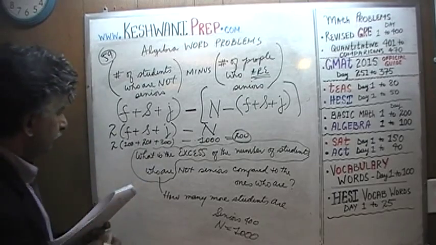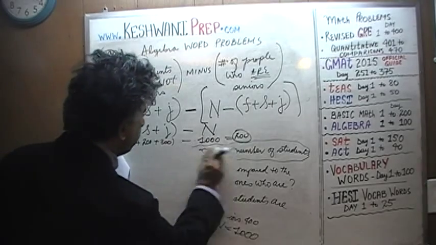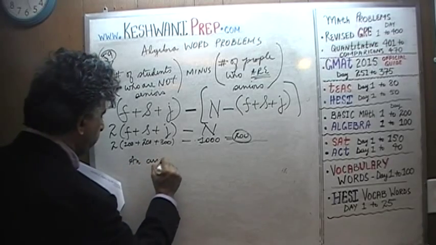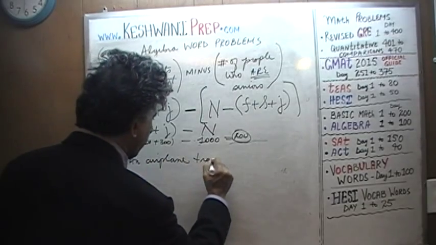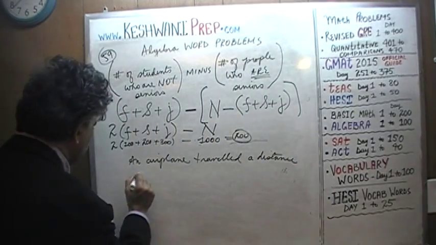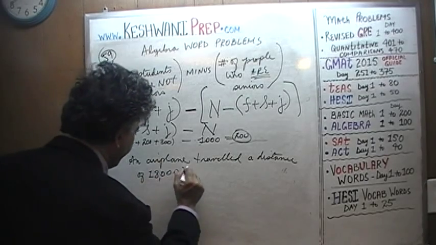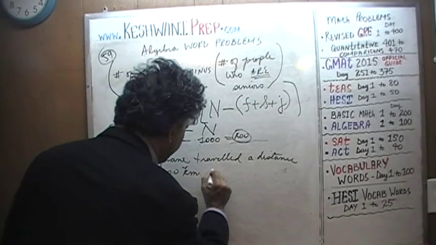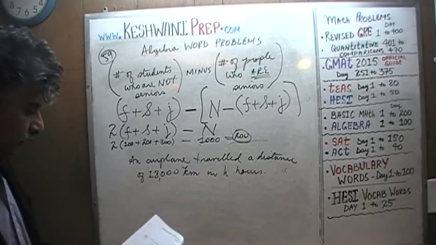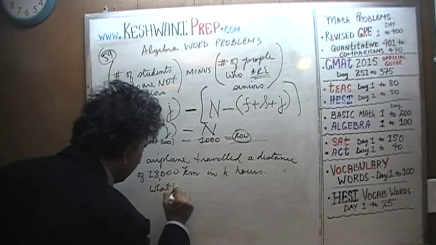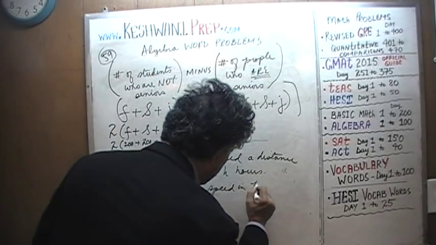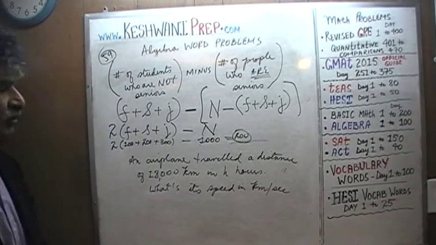An airplane, we are told, traveled a distance of 18,000 kilometers in h hours. We have an airplane that traveled 18,000 kilometers in h hours. The question is, what is its speed in kilometers per second? What is the speed in kilometers per second?